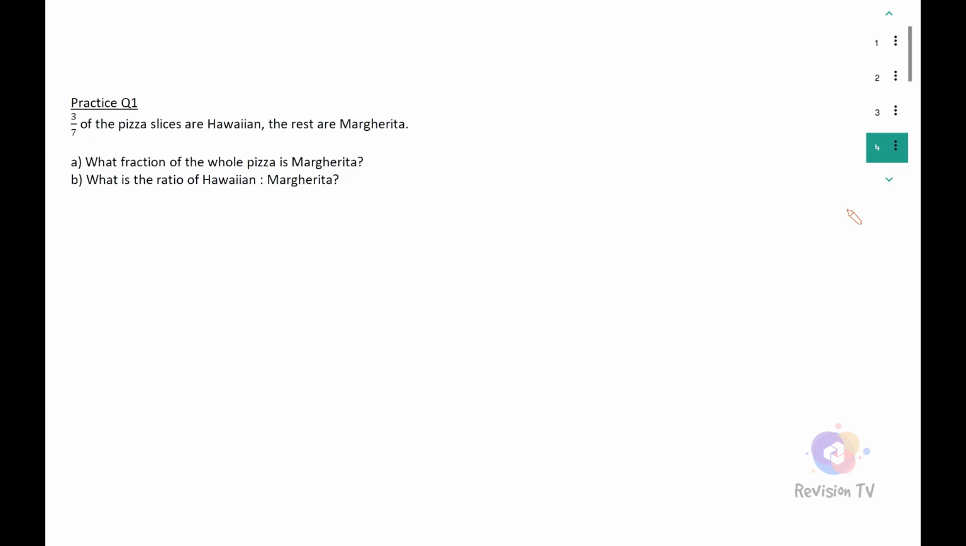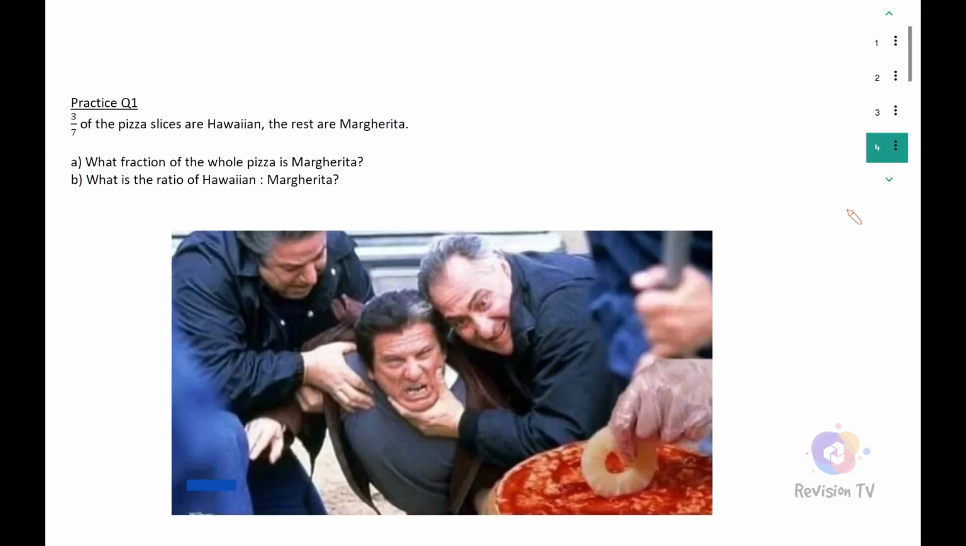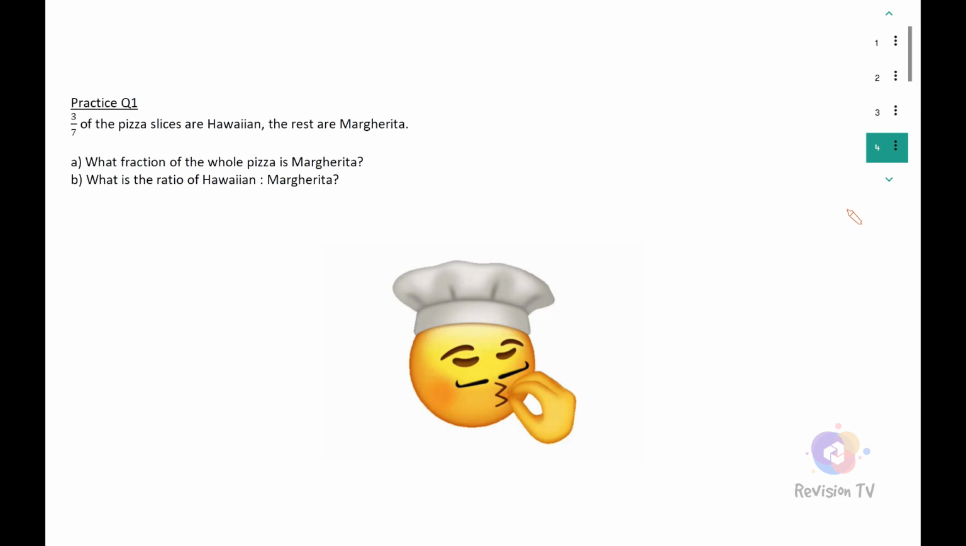3/7 of the pizza slices are Hawaiian, the rest are margarita. Are any Hawaiian lovers in here? I'm a big fan of Hawaiian. I love pineapple on a pizza. I might have offended a lot of Italians, but still, food is food, food is love. So please don't blame me for that.